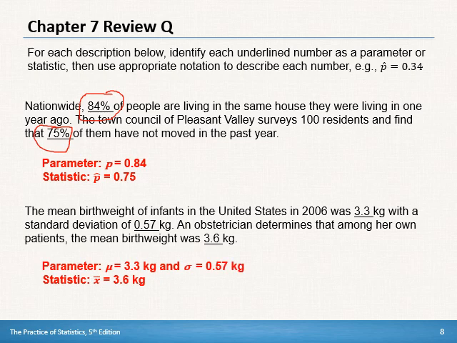All right, so the parameters, there are two of them. This 3.3 kilograms is the mean weight. That is mu. That is from a population. And then the 0.57 number is a standard deviation, but it is a population standard deviation, so we use sigma to denote that. And then the other one is from a sample. Maybe it's not really a random sample in this case, but it's a sample, and so we'll use an x bar for that.